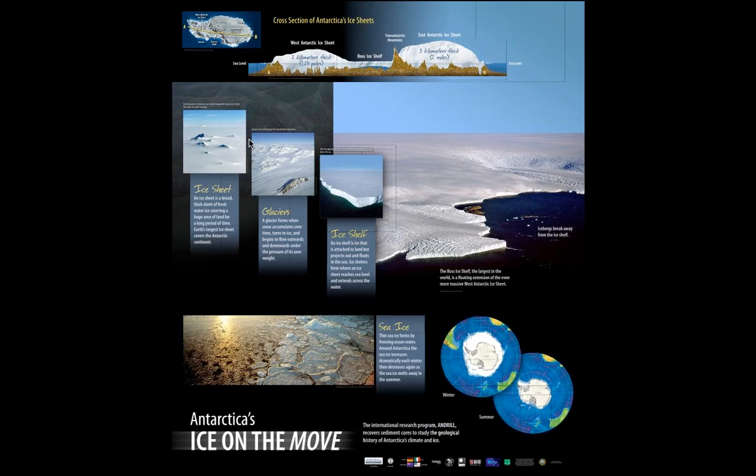So let's see, the 3 activities that I'm going to talk about today, one is from Unit 2, which is about Antarctica's ice on the move, and the other one is from Unit 5, Decoding Antarctica's Climate History. So I'll just go through each of these activities step by step to give you an idea of what they entail.